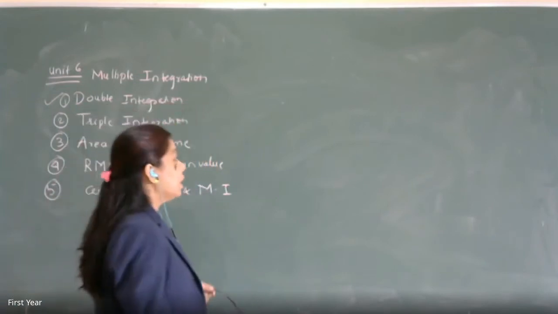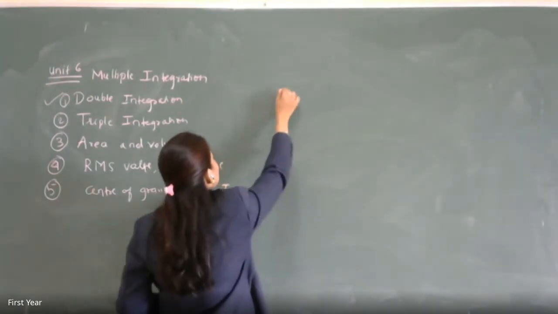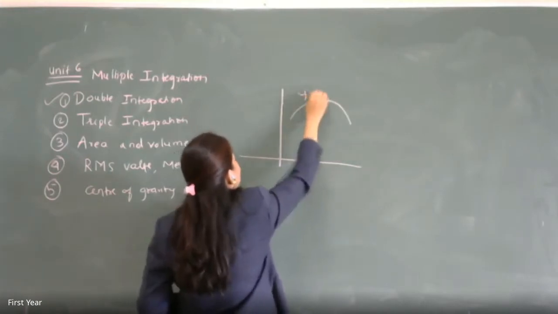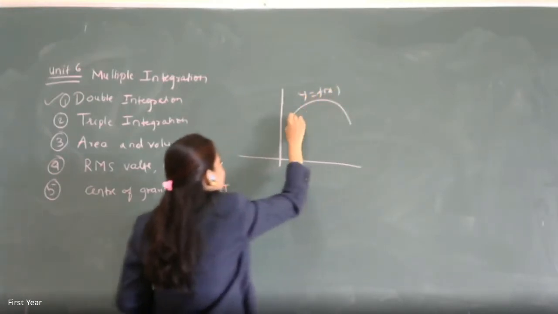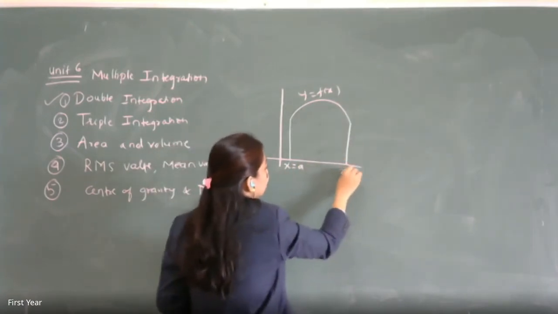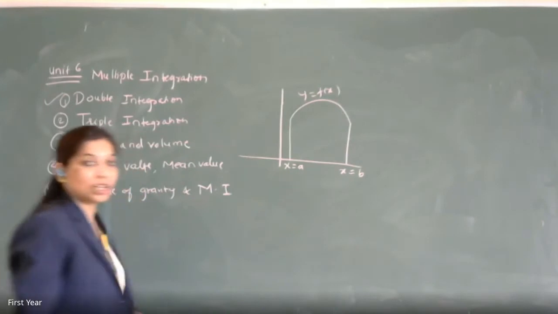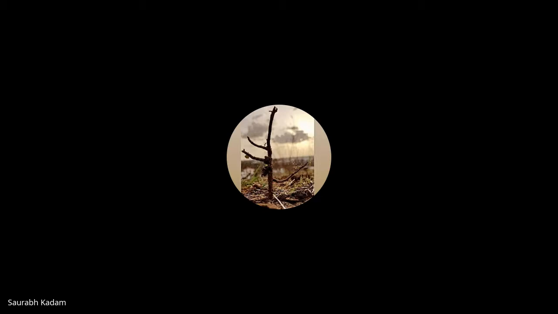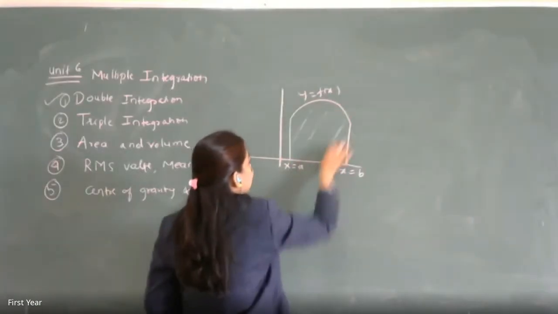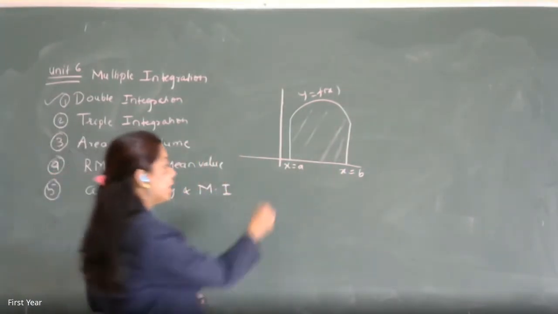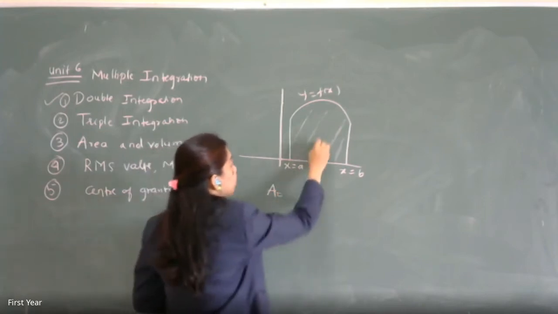So what do you know about integration in two dimensions? Suppose y is equal to f of x is a function, and you want to find the integration under this curve. What is the meaning of integration under this curve? It is the area covered by this curve. So we have to find A, which is the area covered here.